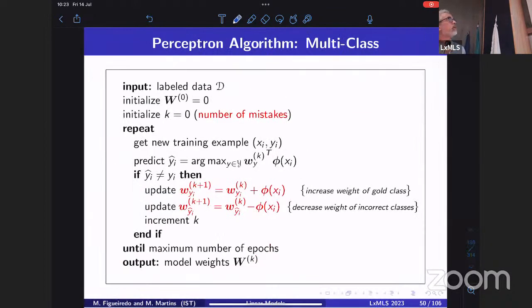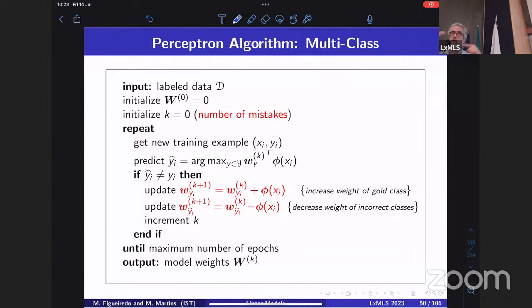It's also possible to run a perceptron algorithm for multi-class. It looks very similar to the one before. Essentially, you do the prediction, and if it's correct, you do nothing. If your prediction is wrong, you increase the weight of the correct class and you decrease the weight of all the other classes.